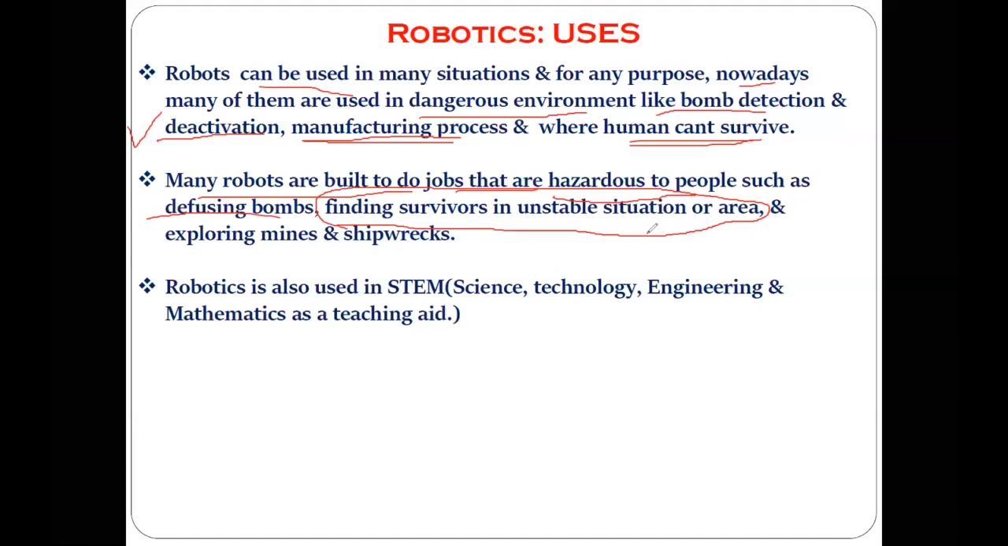Now in that case it is necessary to find out if there are any human beings who are alive here. Other human beings can also go and find out, but there is a danger to the life of that human being. Understood? So in that particular situation or area where there is a danger to the life of a human being, robots can be utilized to find the other survivors in that accident area.